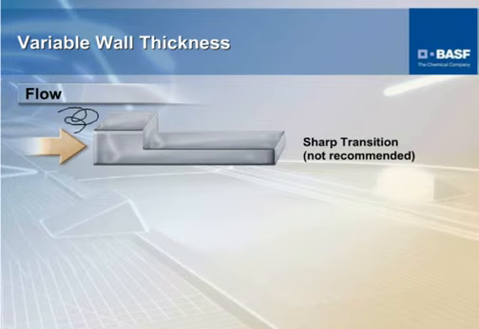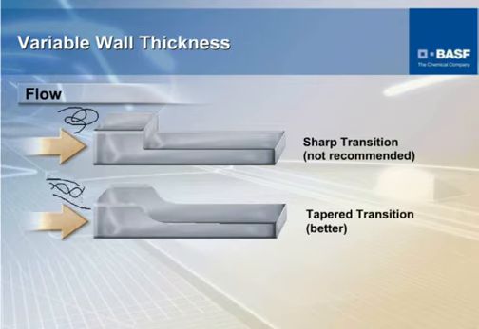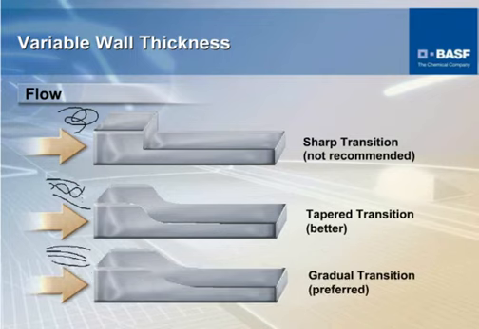So avoid, if you can, any abrupt changes here, sharp transitions. It's really going to hurt your flow. It's going to cause stress concentrations. A better way to do it is to do a gradual transition here. And the best way is to really make it a more gradual transition. That would be the preferred design.